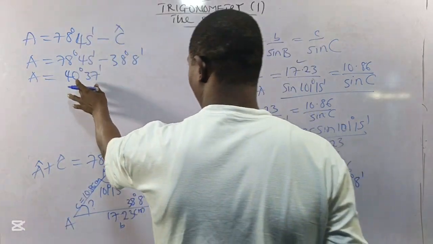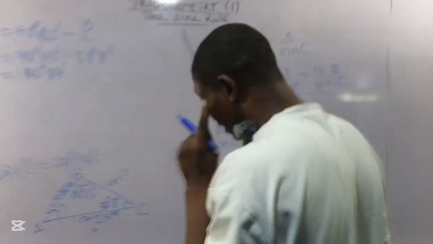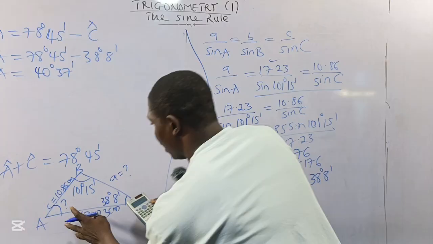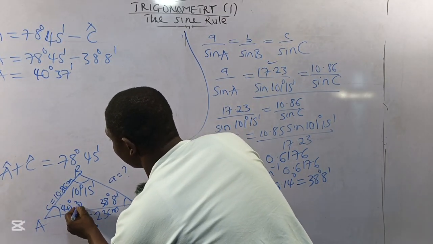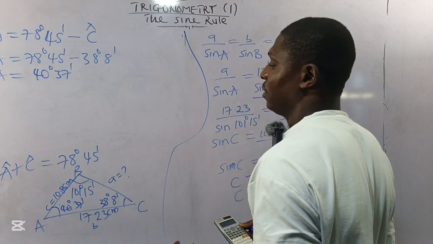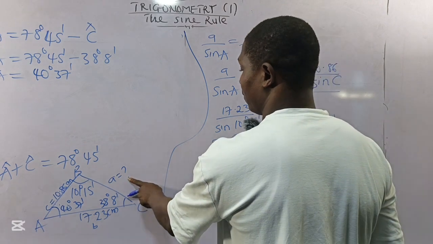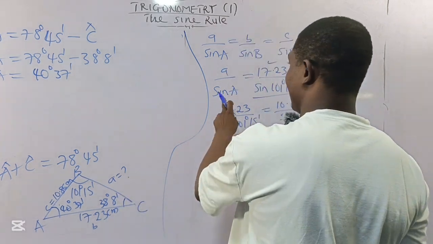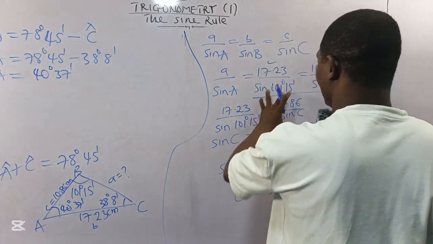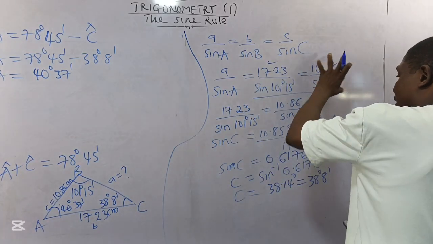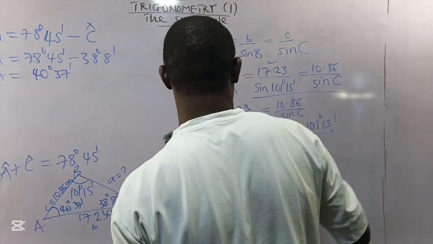We have to stop here because we are focusing on minutes. Now, I'll replace this with 40 degrees 37 minutes. Now what's left is my side. Since I know my angle, I can use a over sine A equal to this. I always use the known side and known angle. I don't focus on the one I solved to get.